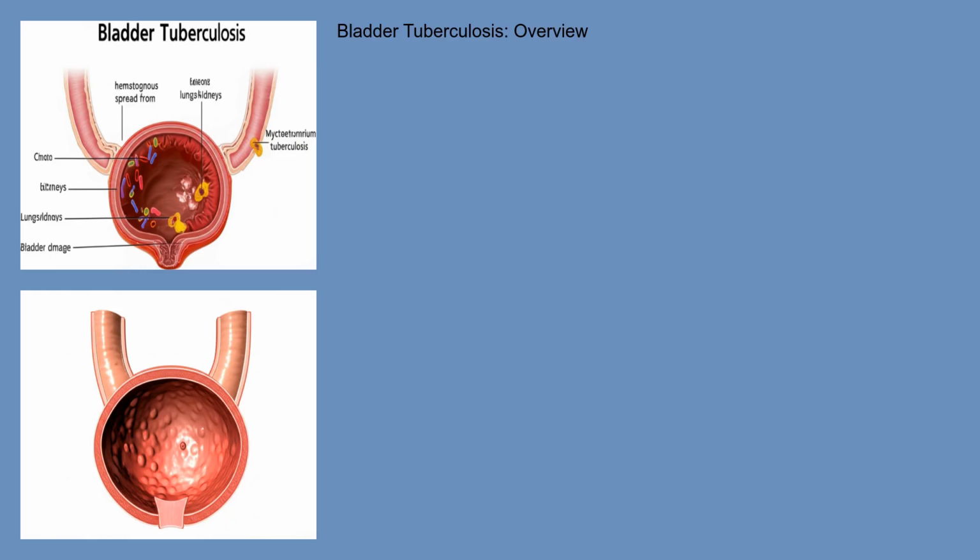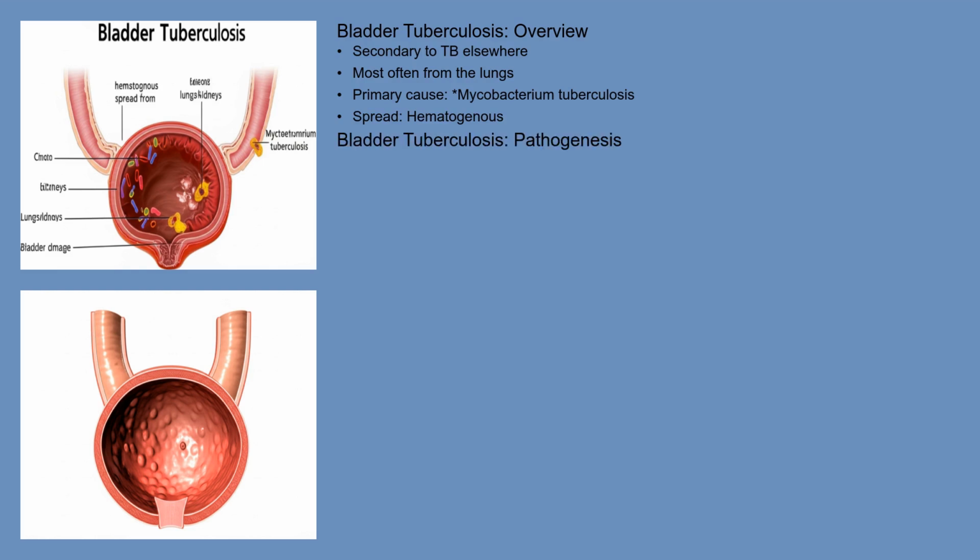Bladder tuberculosis is almost always secondary to tuberculosis elsewhere in the body, most often the lungs. The primary cause is Mycobacterium tuberculosis, the bacteria responsible for tuberculosis. The bacteria spreads from the primary site of infection, such as the lungs, through the bloodstream to the kidneys. From the kidneys, the infection then descends through the ureters to the bladder. Direct inoculation, while rare, is also possible during procedures.